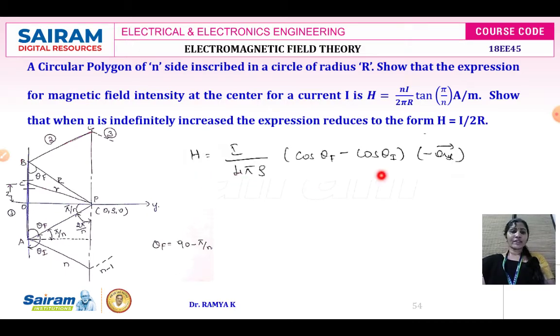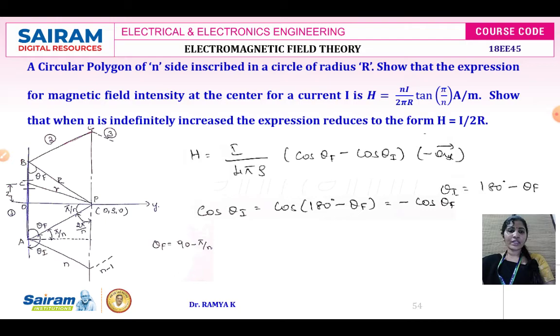This magnetic field intensity derivation we have already derived in the previous problem for one side. The same expression we are taking as reference to solve this particular problem. Here, what is the value of theta f? Theta f is nothing but 2 pi divided by n, and theta f is equal to 90 minus pi divided by n according to the diagram given.